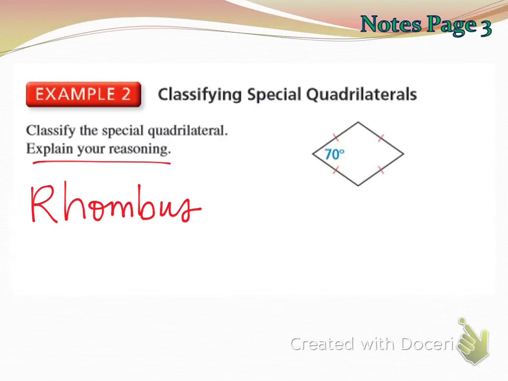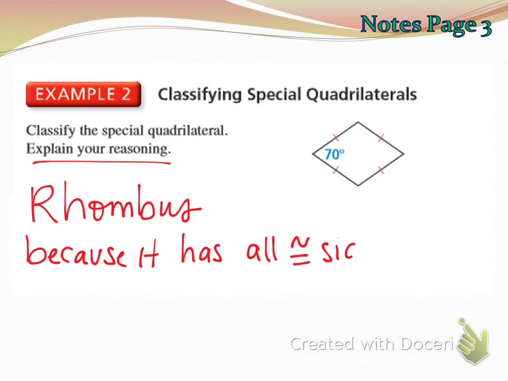So a rhombus, because it has all congruent sides, but no right angles.